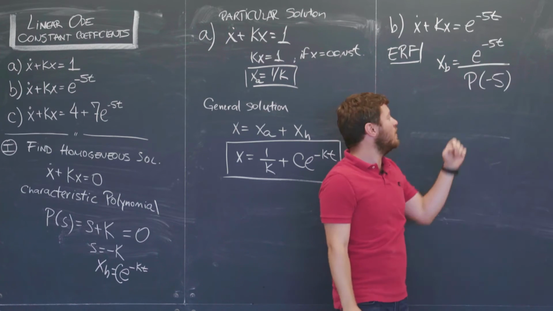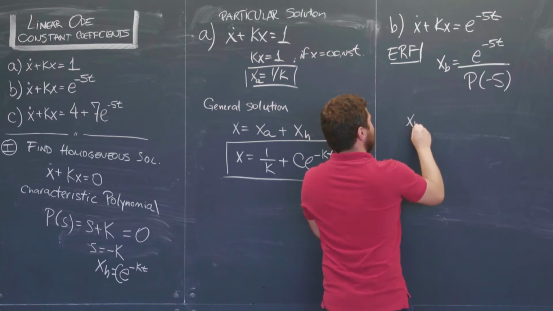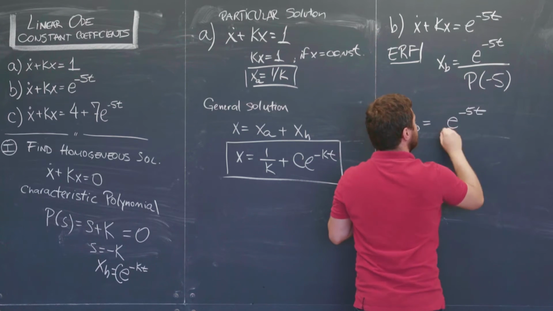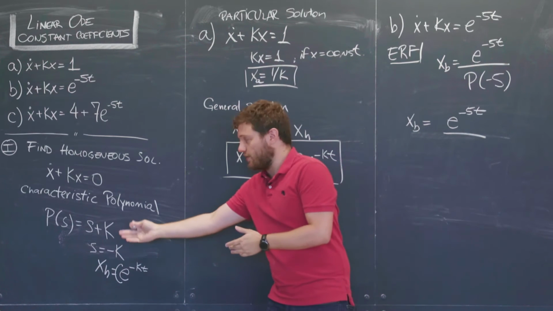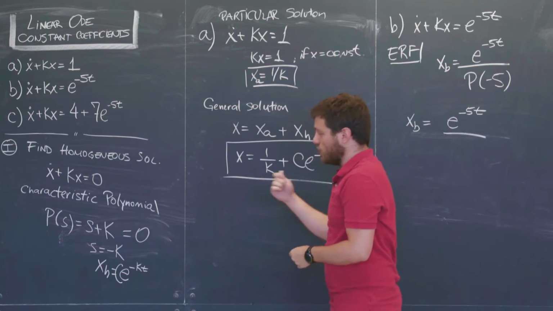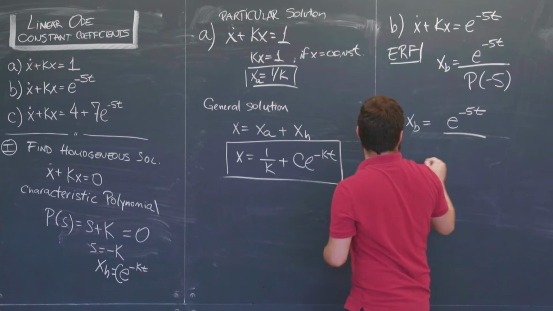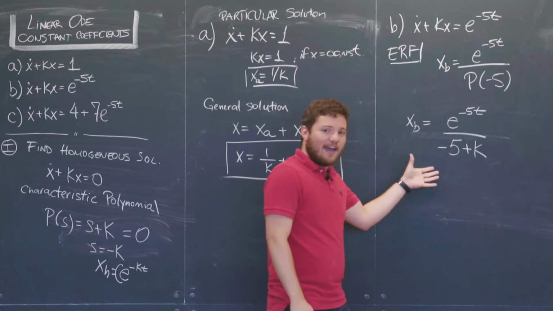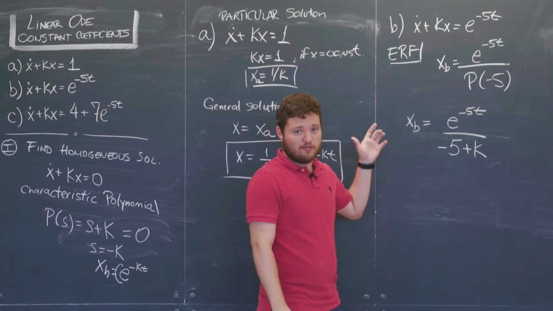in the exponent. So we have x sub b is equal to e to the minus 5t, and we refer back to the characteristic polynomial that we had before. So we plug in minus 5 for s. So we get minus 5 plus k. And this is a particular solution for part B.